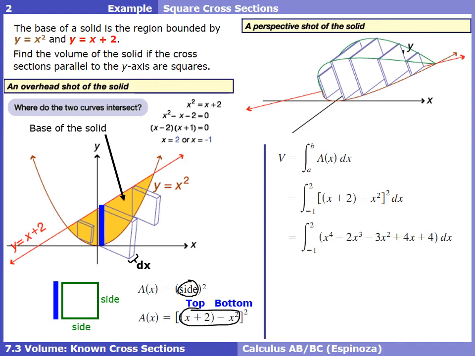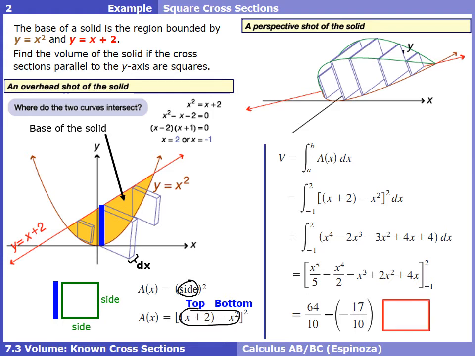When you square this out, it turns out to be a long mess because there are really no terms that combine. But luckily, even though it's a mess, all we need to do is integrate each of these terms individually because they're separated by pluses or minuses. So when you do that, plug in the top bound, you get 64 tenths. Plug in the bottom bound of -1, you'll get -17 tenths. And of course, when you add those two, you'll get 81 over 10 as the volume of this solid.